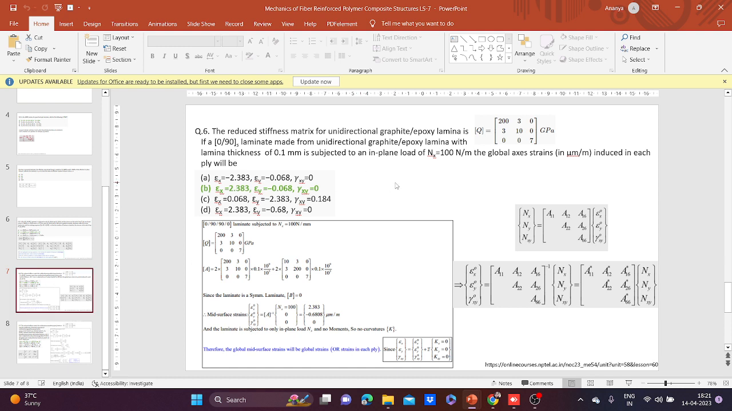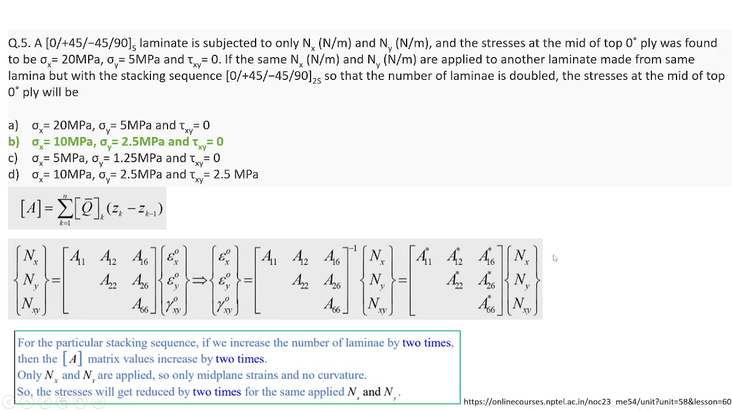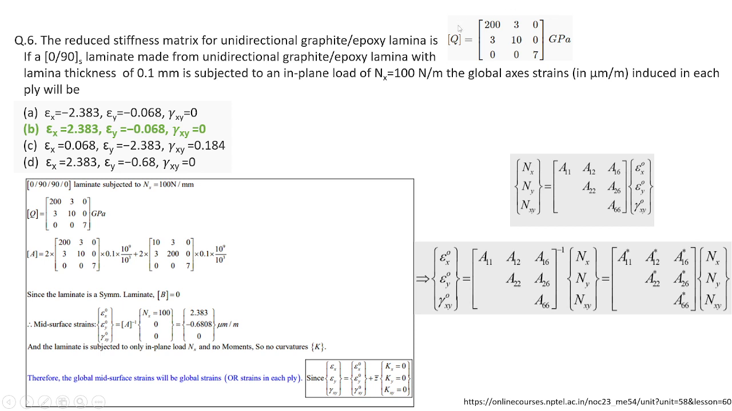Here on the screen, can you see? Here there is a calculation of finding an A matrix. Okay, I will show you. Here you can see this is the equation to find the A matrix, that is the summation of the reduced stiffness matrix and ZK and ZK minus 1, which will be the thickness of each lamina. Here the reduced stiffness matrix, Q matrix, is given, and they talked about 0 and 90 symmetric. So there are 4 laminas, 2 zeros and 2 nineties.